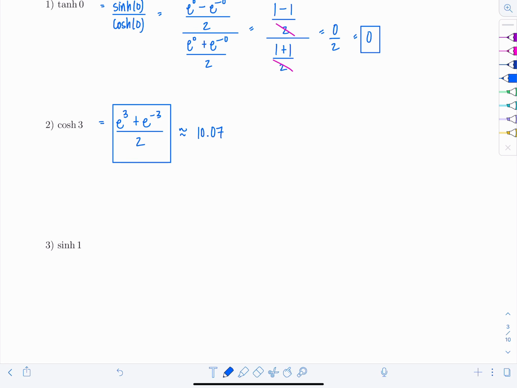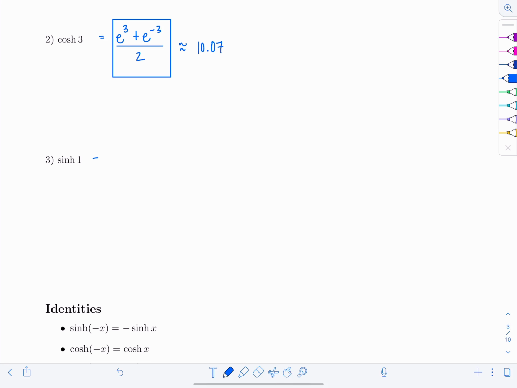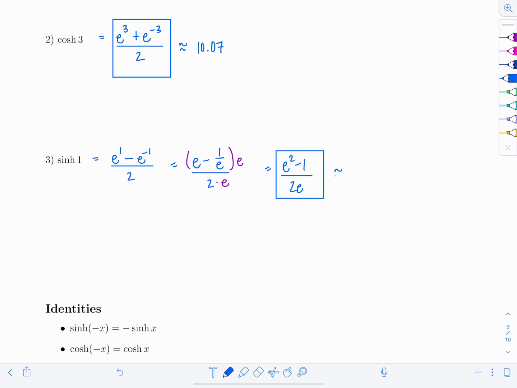Love it. Sinh of 1. So e to the 1st minus e to the negative 1st over 2. So this is e minus 1 over e, over 2. Okay, let's clear out that complex fraction. So multiply upstairs, downstairs by e. You get e squared minus 1 over 2e. Now that's the exact answer. Lovely. If you want it as a decimal, punch it in your calculator, 1.1752.